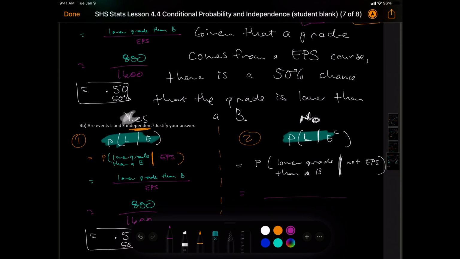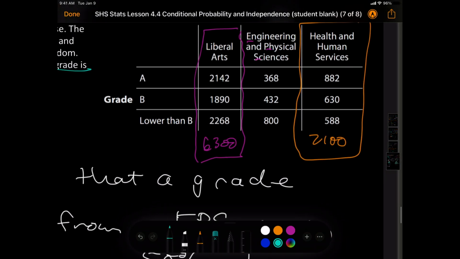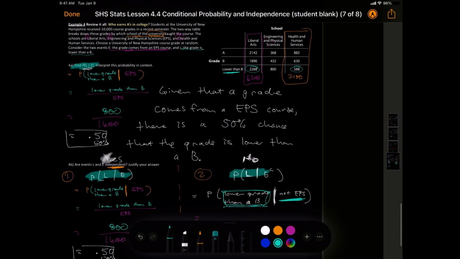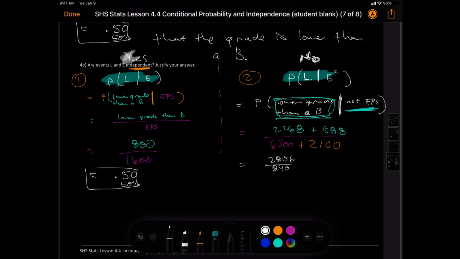So let's write that down. 6300 plus 2100. Okay? All right, now let's go ahead and locate, given the conditions are the nots, who had a lower grade than a B. Okay, so given those two conditions, just the pink and the orange boxes, which ones had a lower than a B? Well, that's 2268, 588. 2268. So given that's not EPS, plus 588. Okay, then we just add those up and put into your calculator. You will get 2856 over 8400, which is 0.34.